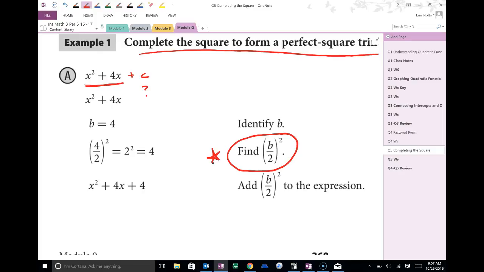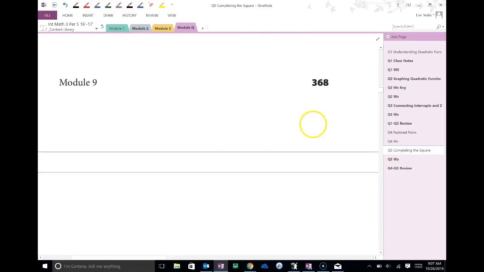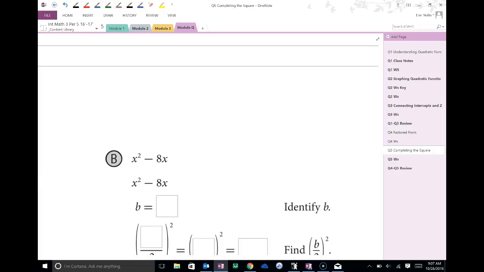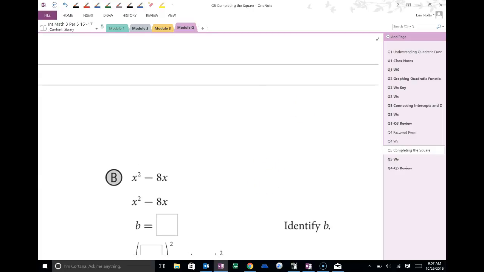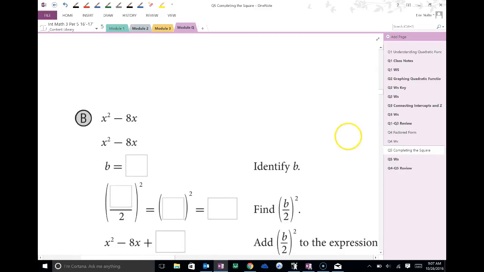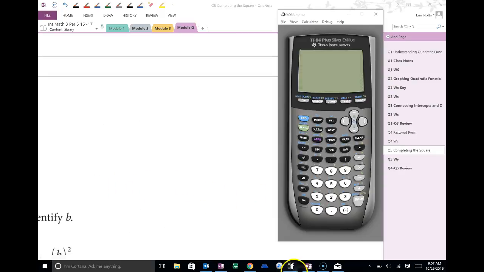Okay, so let's do an example. Everybody have that written down? The b divided by 2 squared part? Okay. So let's say, I don't like how they have these little missing pieces. Well, let's just come over here.